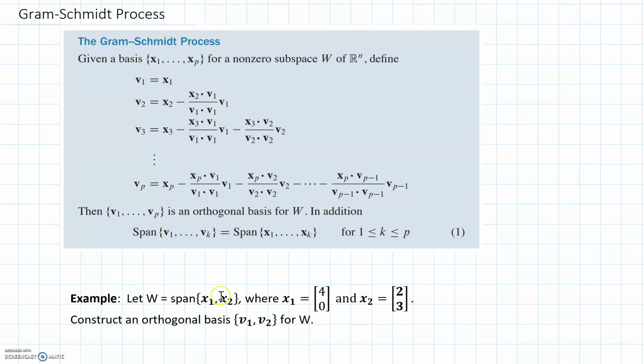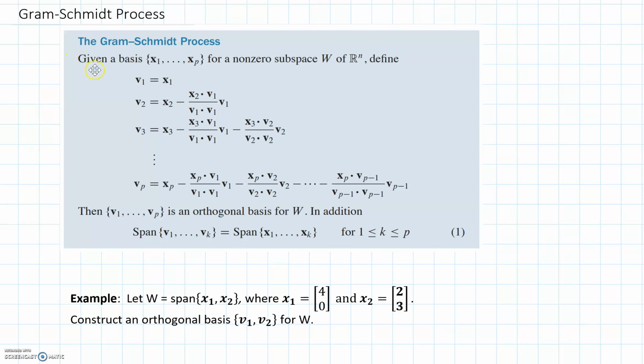If you look at this example, for instance, let W be the span of x1 and x2, and x1 and x2 are independent, but they are not orthogonal to each other. So you're going to get an orthogonal basis for W.